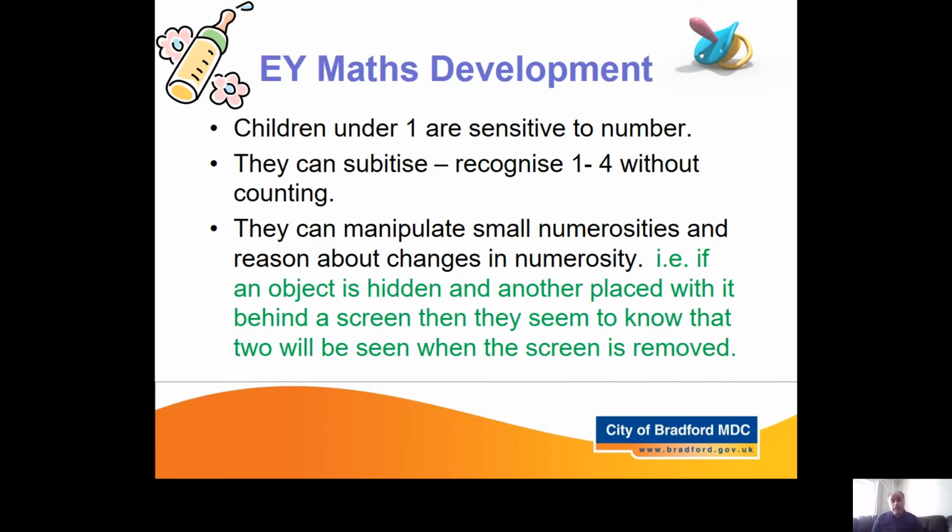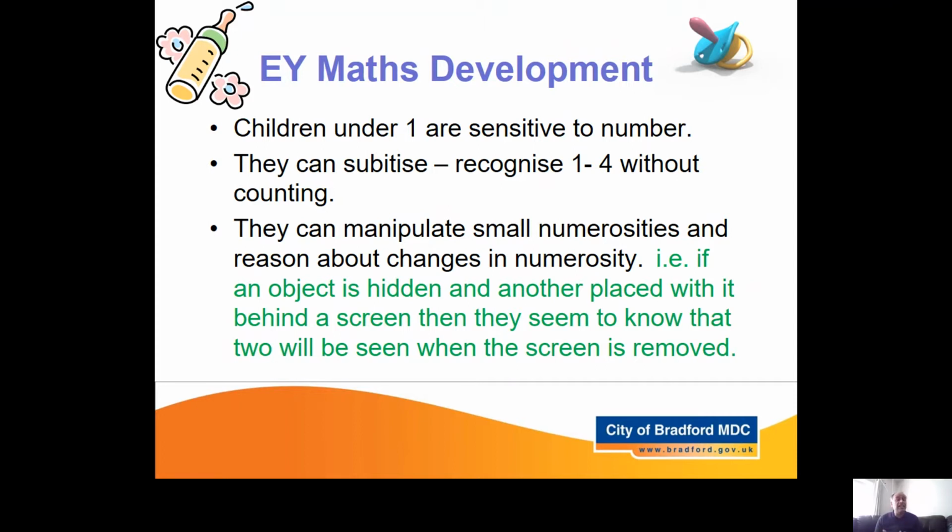Early maths development, as we've said earlier, children under 1 are sensitive to number and they can subitize. Without counting, they can recognise 1 to 4 objects. And some animals can do the same as well. Horses, elephants, chimpanzees, dolphins, to name a few. Children seem to be able to manipulate numerosity at an early age as well. So if an object is hidden and another one placed behind it behind the screen, they seem to know that there'll be 2 when the screen is removed.